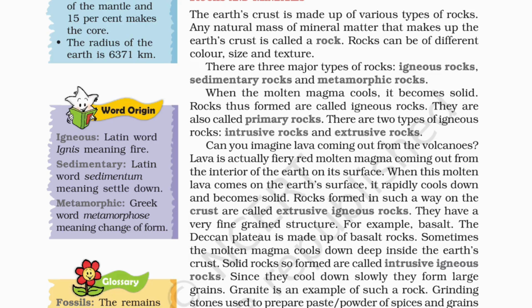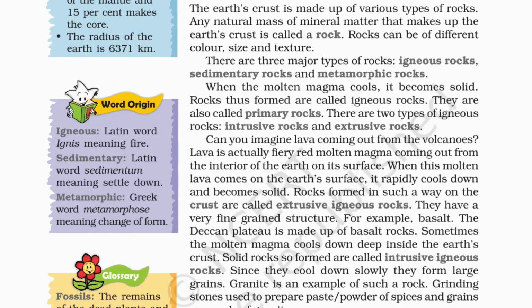There are three major types of rocks: igneous rocks, sedimentary rocks and metamorphic rocks. Now, let's study their formation. Number 1, igneous rocks. There is a lot of molten magma inside the Earth because there is high heat and pressure. We have already studied this in the core. So when the molten magma cools, it becomes solid. Rocks thus formed are called igneous rocks. They are also called primary rocks.